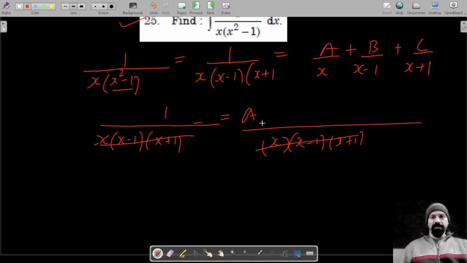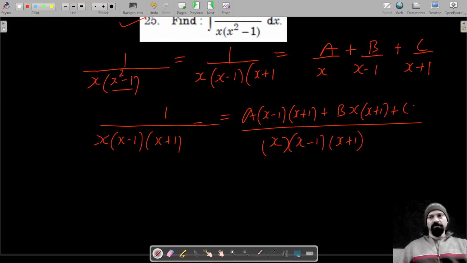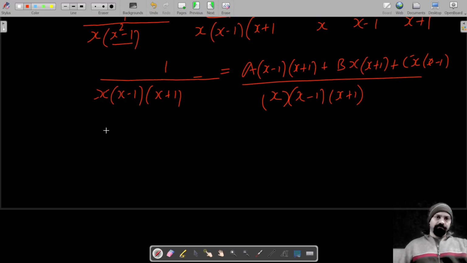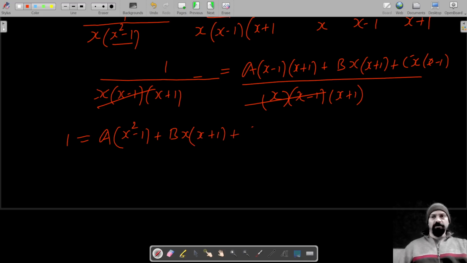Okay, this gets cancelled, and what do we call that? So this is a into x minus 1 into x plus 1 plus b into x plus 1 plus c into x minus 1. Now, this gets cancelled, and finally we have 1 is equal to a into this is a square minus b square plus b into x plus 1 plus c into x minus 1.